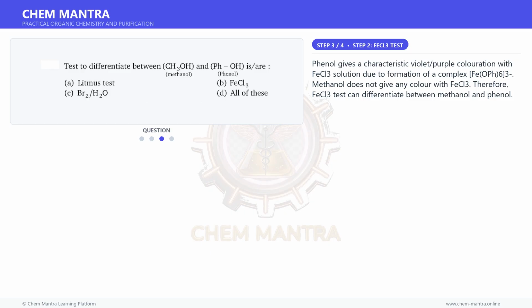Moving on to the next step. Phenol gives a characteristic violet-purple coloration with FeCl3 solution due to formation of a complex, [Fe(OPh)6]3-. Methanol does not give any color with FeCl3. Therefore, the FeCl3 test can differentiate between methanol and phenol.